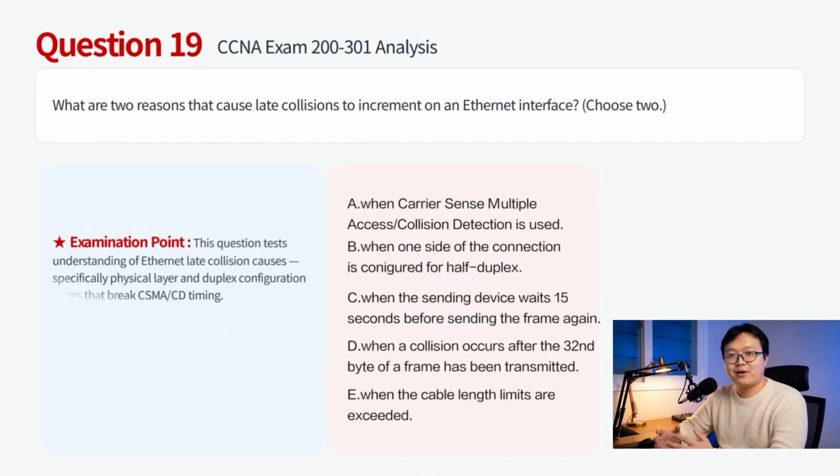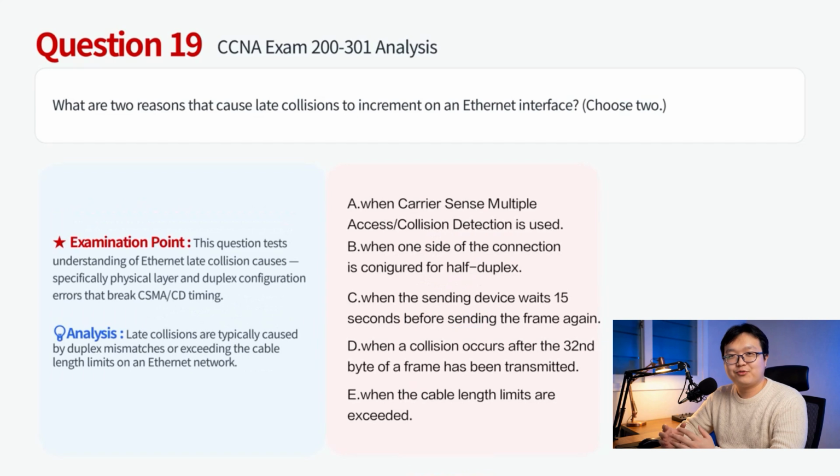Late collisions occur when a collision happens after the first 64 bytes of a frame have been transmitted. Common causes include duplex mismatches, where one side is half duplex, and exceeding the maximum cable length, which causes signal propagation delays that violate the collision domain rules. Therefore, this question chooses B, E.